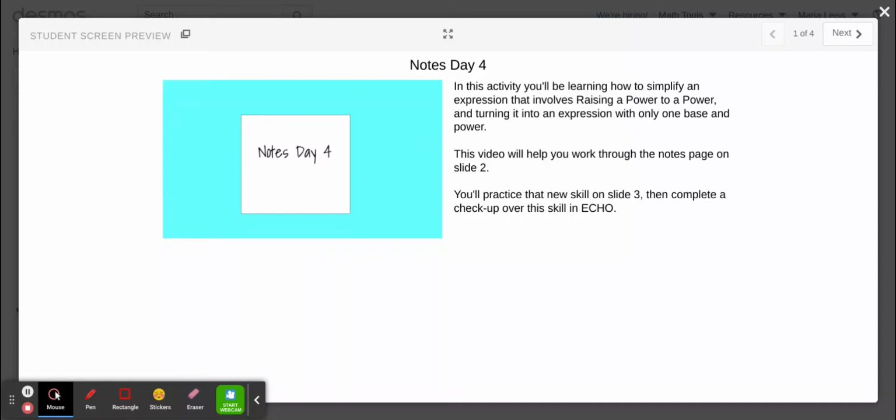Notes day 4. This is our last day of new notes over our rules of exponents. You've done super awesome. Hopefully, you're keeping them a little bit organized. These notes will always be here since they're in Desmos. Make sure you follow along. Use the video if you need to.